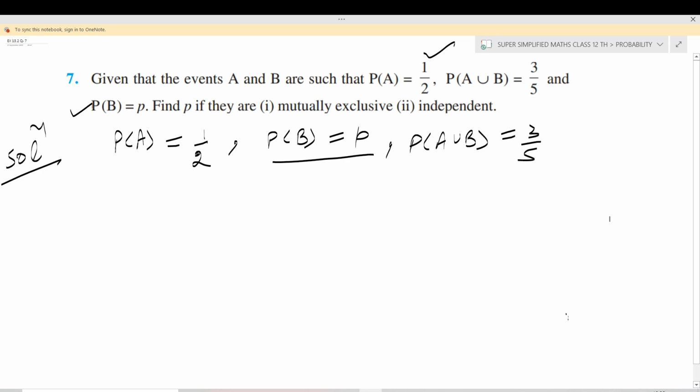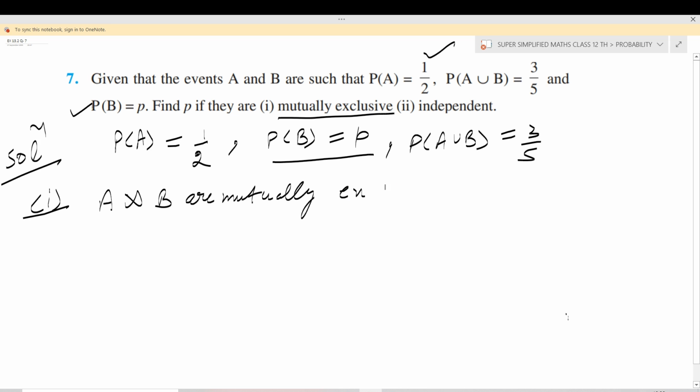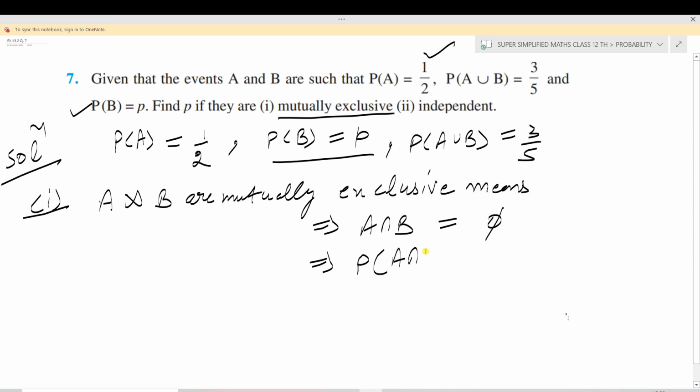This P is unknown and it is to be found in two cases. Case 1, when A and B are mutually exclusive. So when A and B are mutually exclusive, that means their intersection is empty. The meaning of two events being mutually exclusive is that they have no common element. So A intersection B is a null set, and that means the probability of its happening is 0, since this event contains no element.